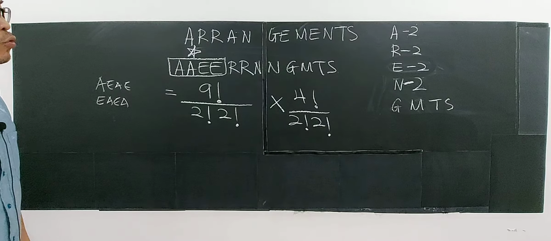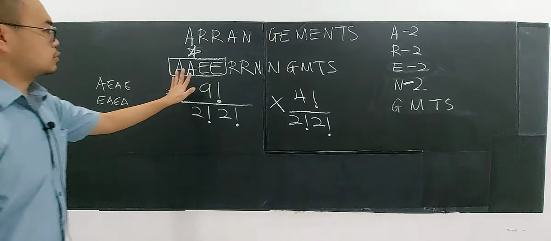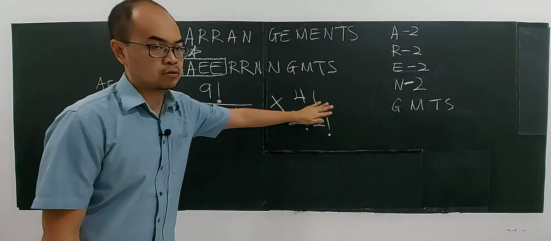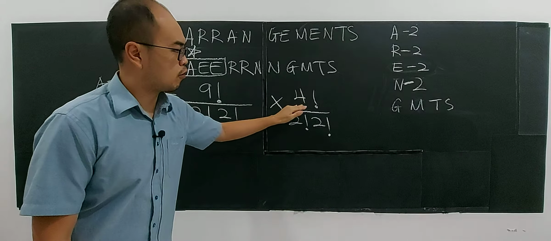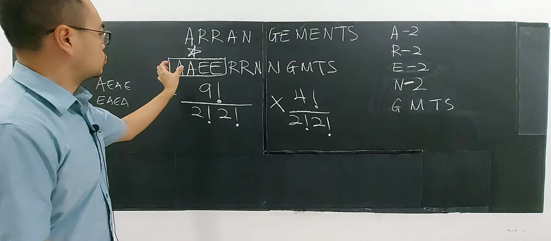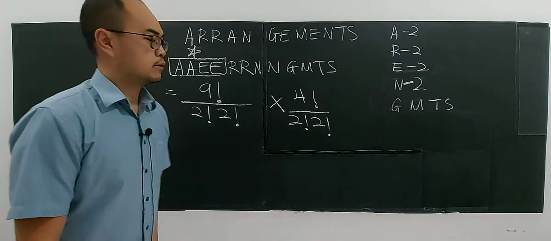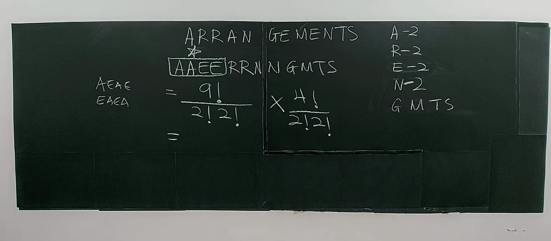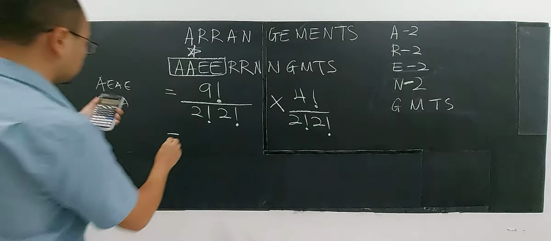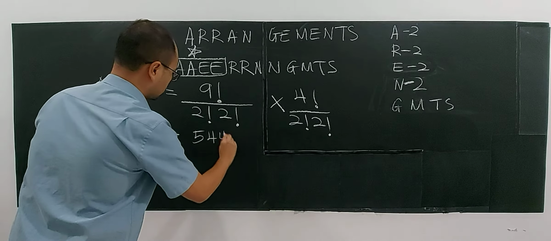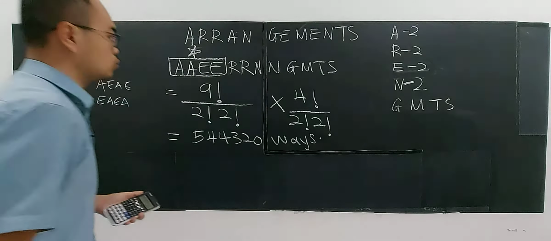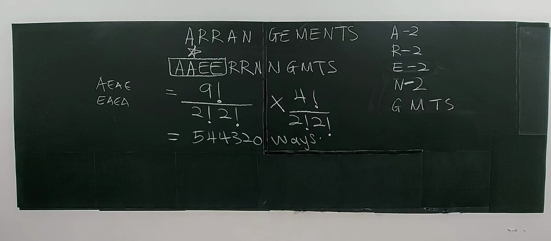We divide by 2 factorial and 2 factorial because this is 2 repeated, 2 repeated. We assume that as 4 different objects, 4 factorial. Then I take the 4 factorial divided by the 2A and the 2 repeated E, right? So now this will be my calculation. Okay, let's see how many ways. Alright, which gives you 5, 4, 4, 3, 2, 0 ways, right? Alright, let's move on with the next question.